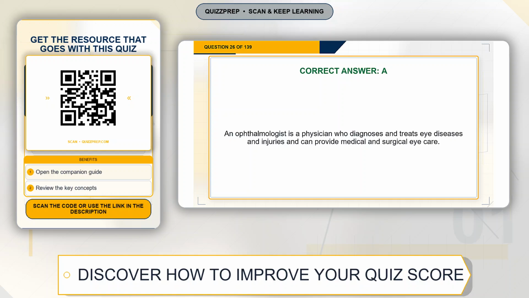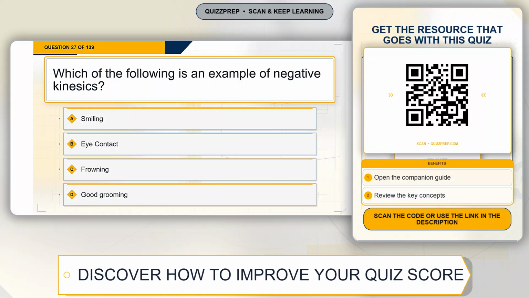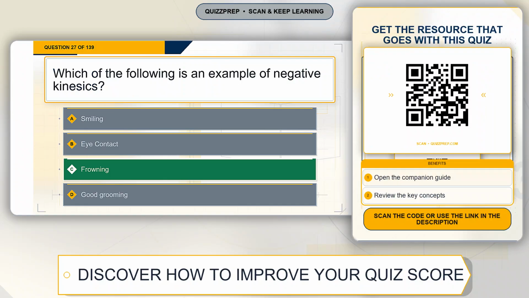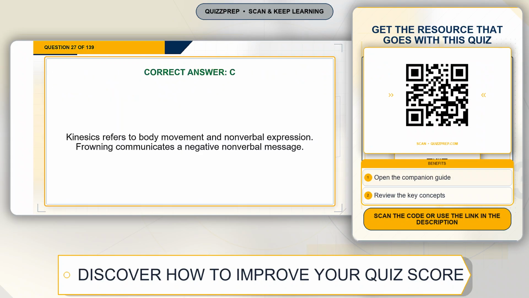Question 27. Which of the following is an example of negative kinesics? Option A, smiling. Option B, eye contact. Option C, frowning. Option D, good grooming. The correct answer is option C, frowning. Explanation. Kinesics refers to body movement and nonverbal expression. Frowning communicates a negative nonverbal message.